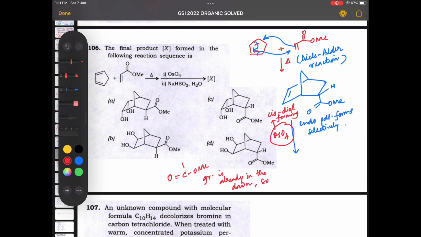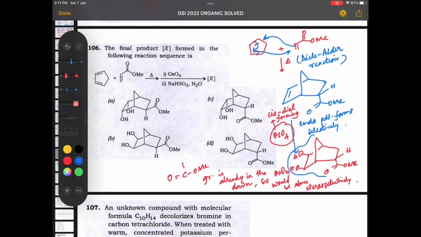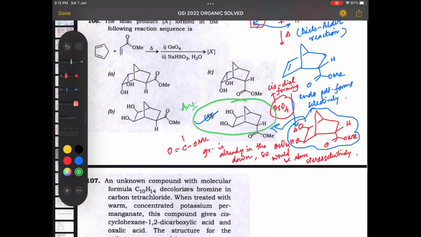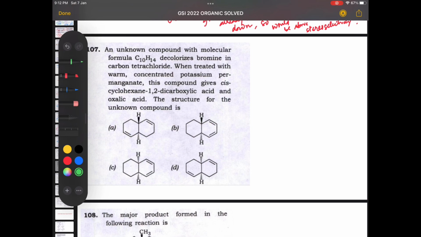As you can see, the ester group C=O with OMe is already on the below, endo side. So OsO4 would of course stereoselectively come from the above side, and there is no steric hindrance in the reaction. So we can draw the 2 OH groups in the cis position from the above side, and that gives us option D as our answer to this question. Thank you. Let us move on to the next question.